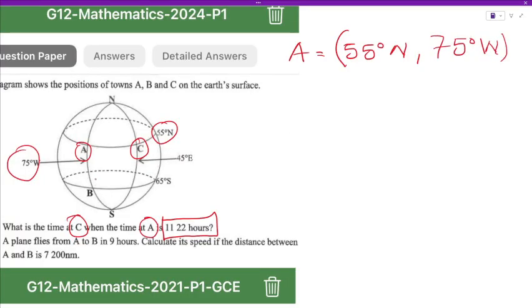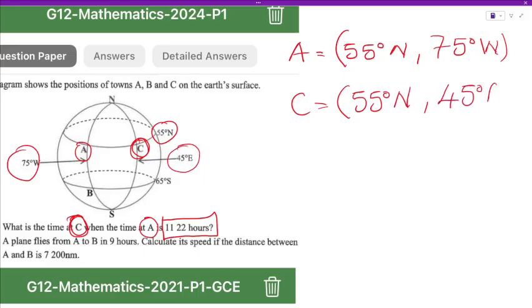Then we're asked to find the time difference between A and C. What are the coordinates for C? C is also on 55 degrees north. How about the longitude? I don't know why I keep saying latitude. It's 45 degrees east. So the time at A is 11:22 hours. That is your time at A.